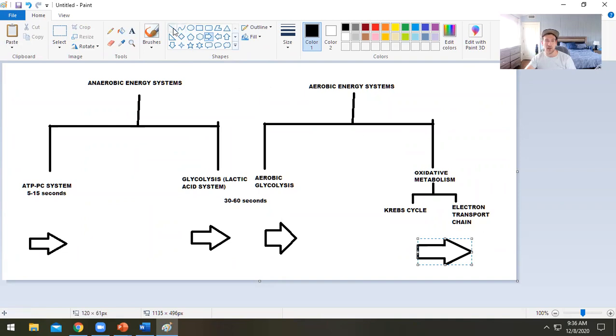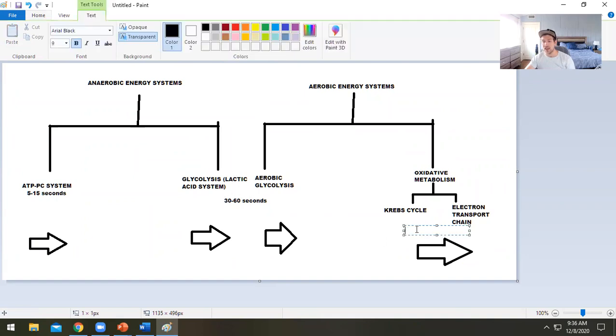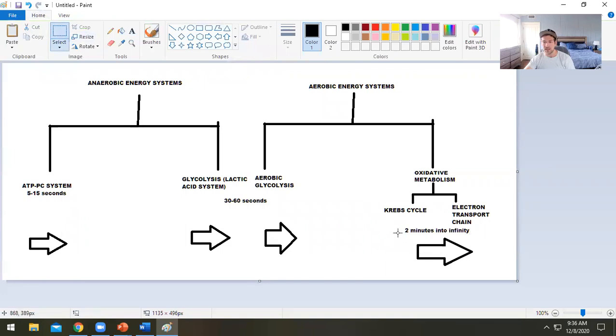And this all, by the way, is taking place for 2 minutes or greater. So 5 to 15 seconds, we were in the ATP-PC system. 30 to 60 seconds, we were in glycolysis. And now this is going to be 2 minutes into infinity. This is basically going to go as long as you can be in this energy system. This is why we are able to run marathons, because this part of the energy system basically lasts forever.